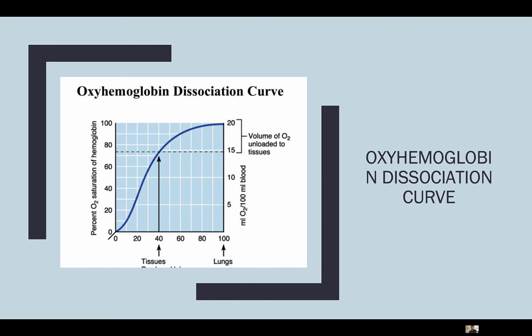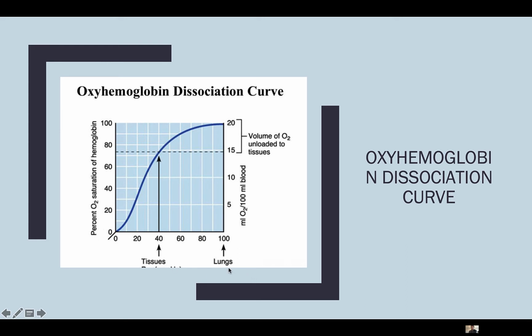Oxyhemoglobin should be one word. So here you can see that it's a sigmoidal shaped curve, right? So there's a flat part at the top and it actually starts to flatten out again down here. And up here at the top side of this is saying that 100% of oxygen is bound to hemoglobin, 80% of oxygen is bound to hemoglobin, 60%, 40%, 20%, 0%, right? And then this is going to be the volume of oxygen unloaded to the tissue.